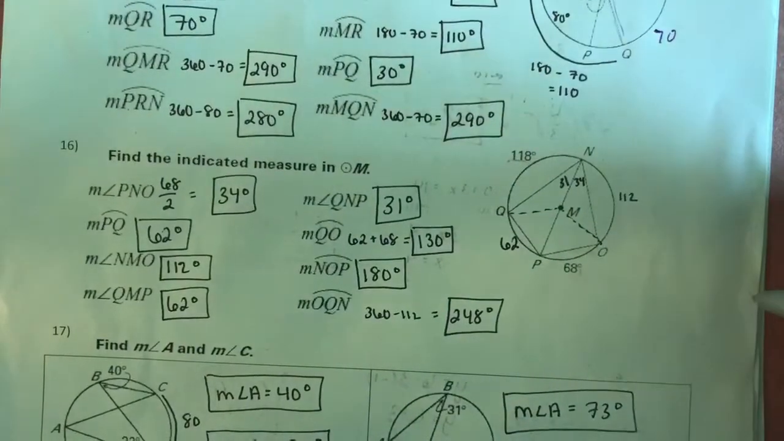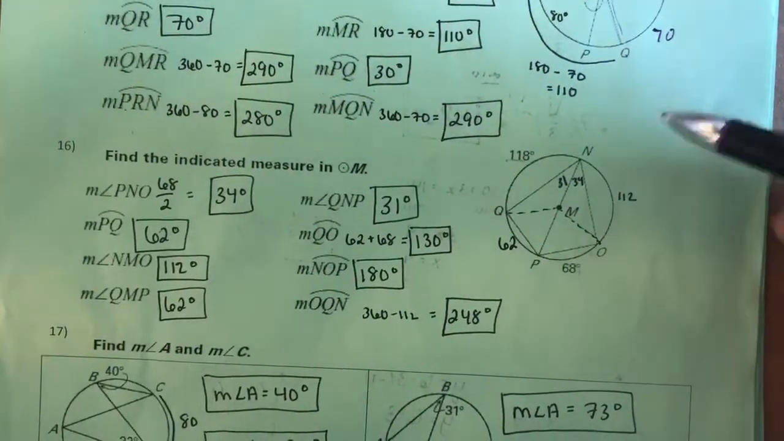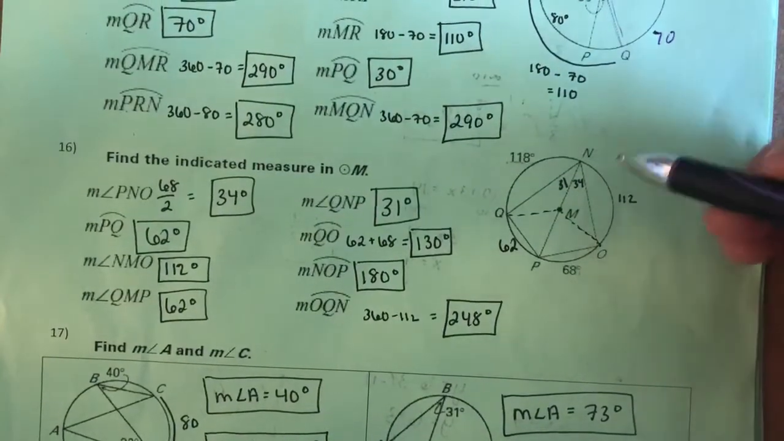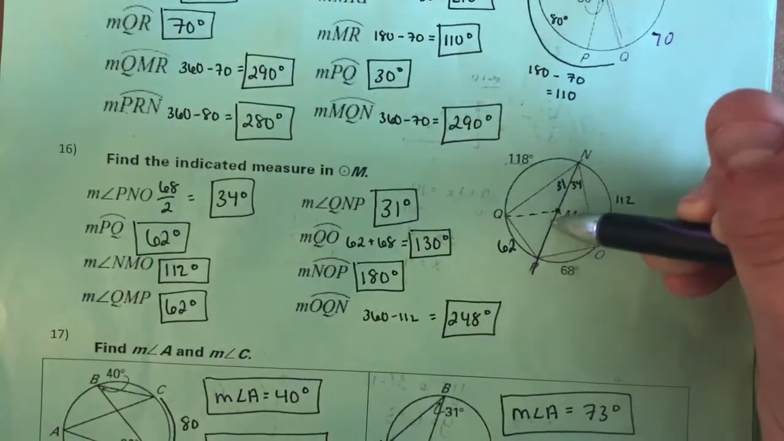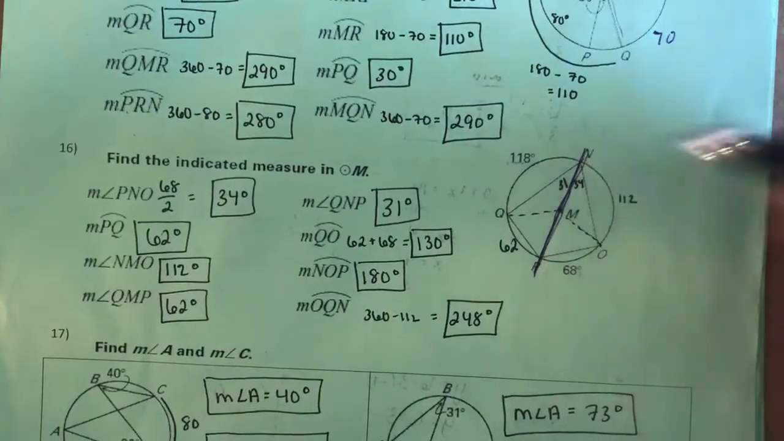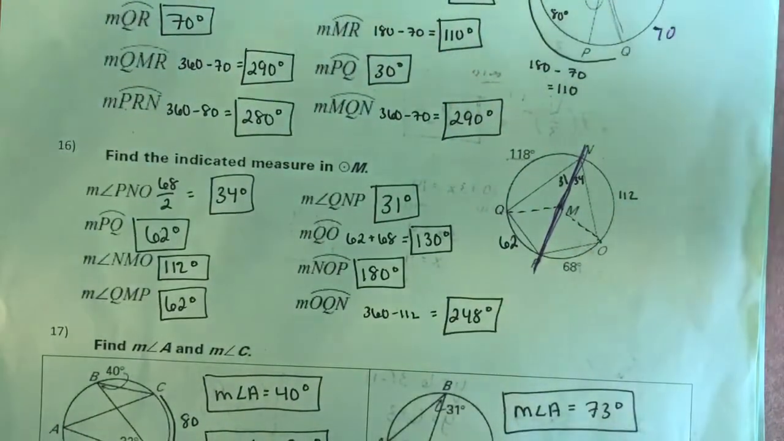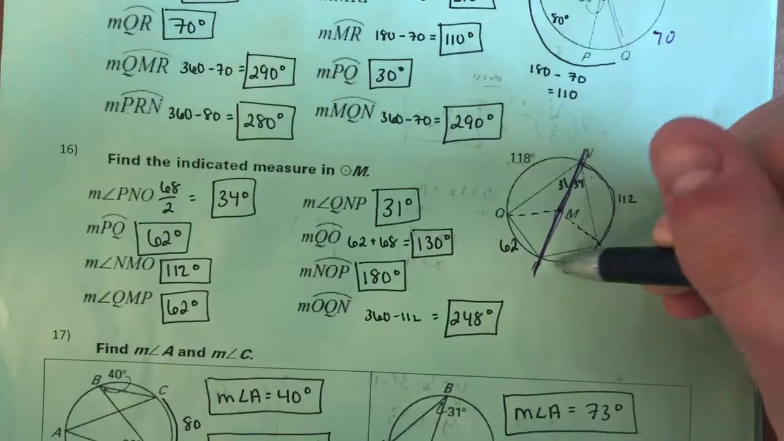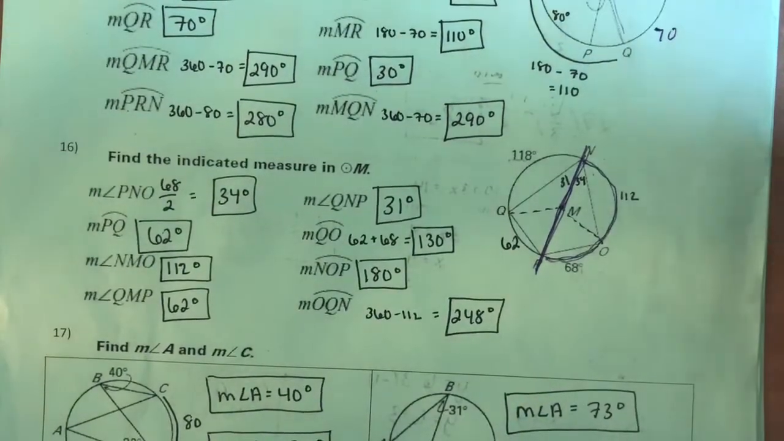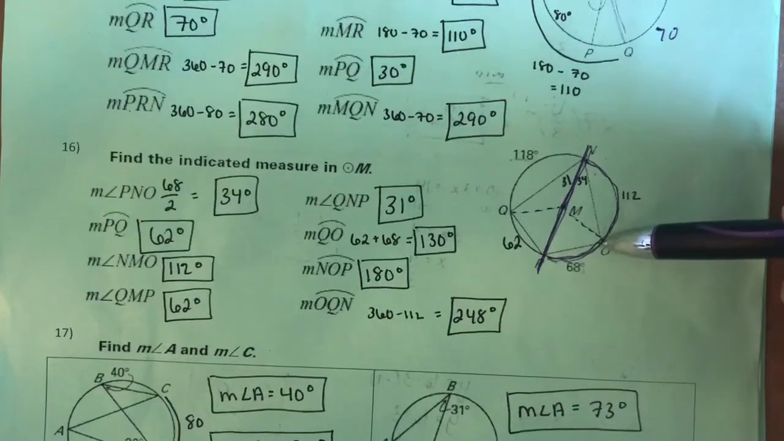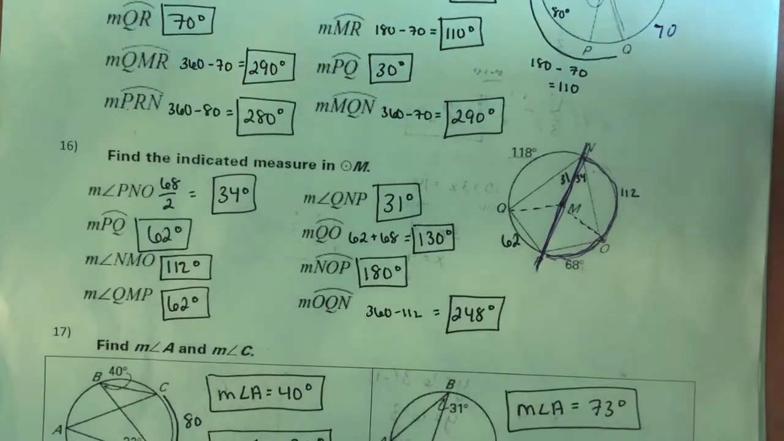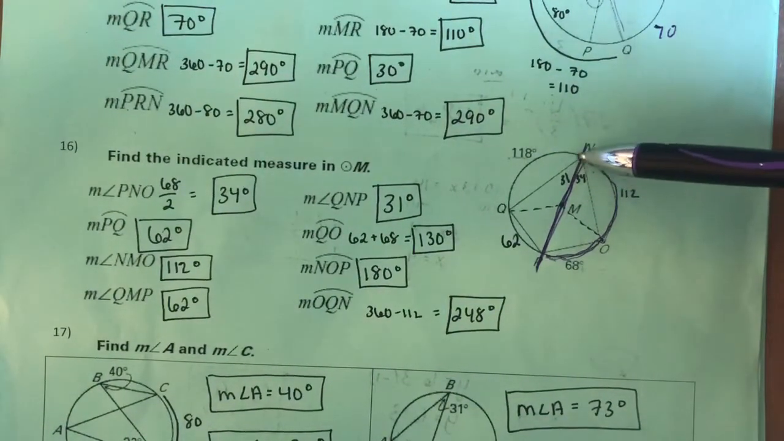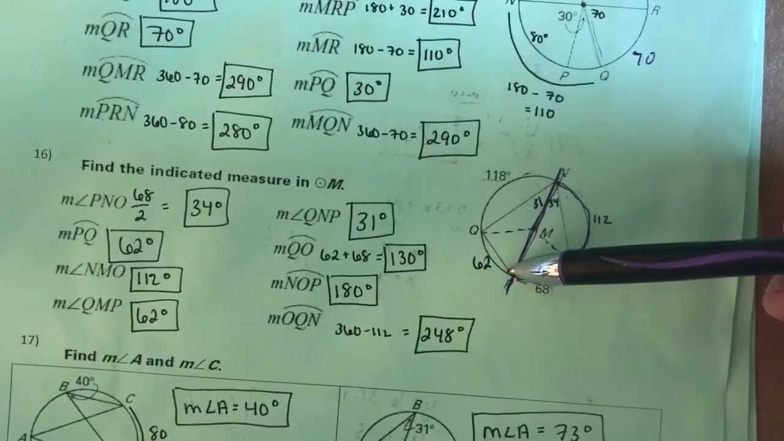Number 16, maybe a little weird to see, but a big theme with some of these circle ones, a lot of them use a diameter to try to get some things done. So a couple cool things happen when you have a diameter in the circle. One is that both arcs on either side will equal 180 degrees. And so if I know that this is 68, this would have to be 112. And same thing on the other side. This is 118, this would have to be 62.